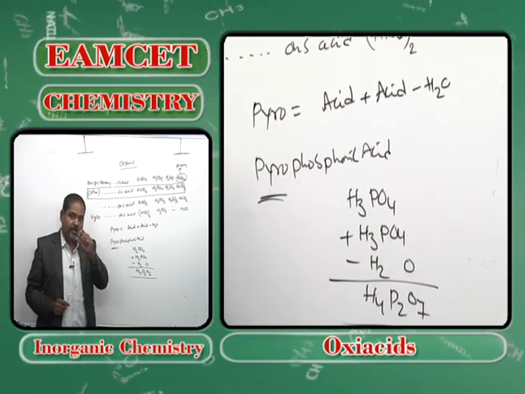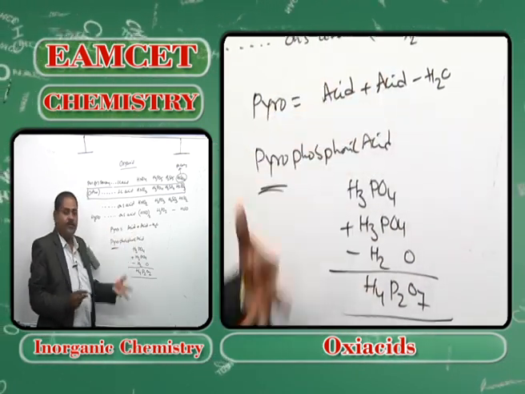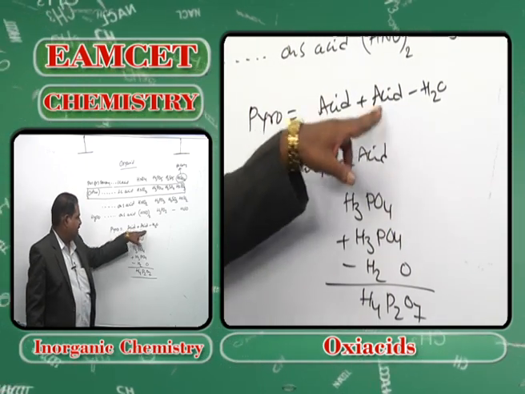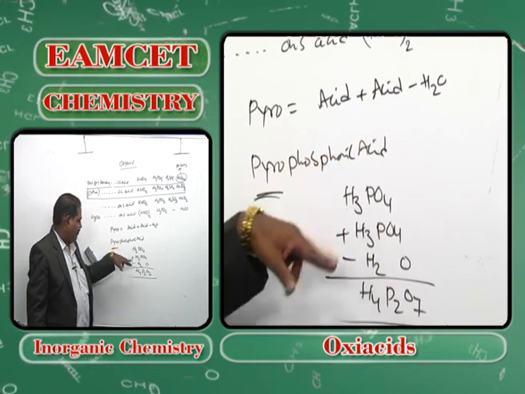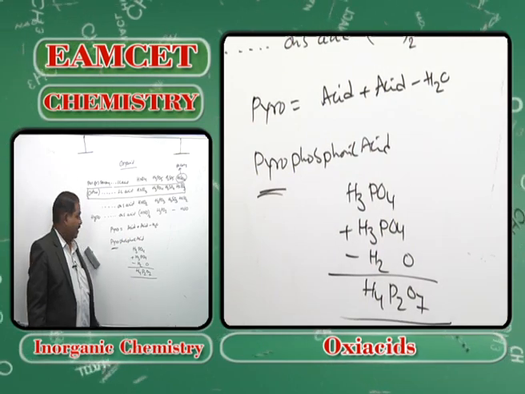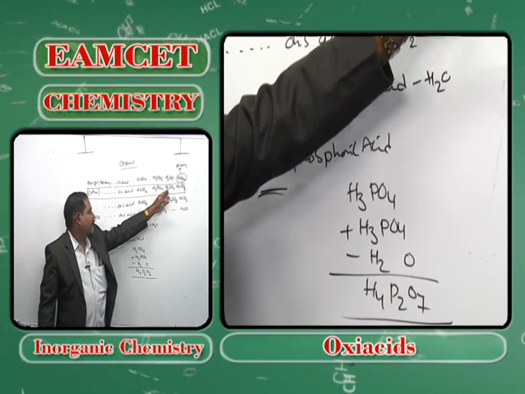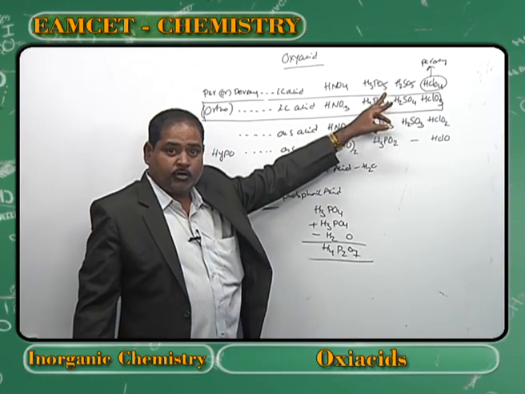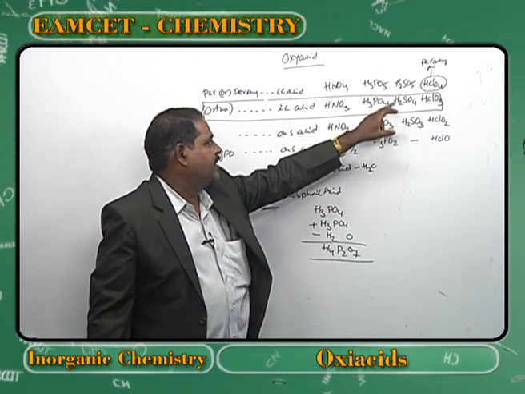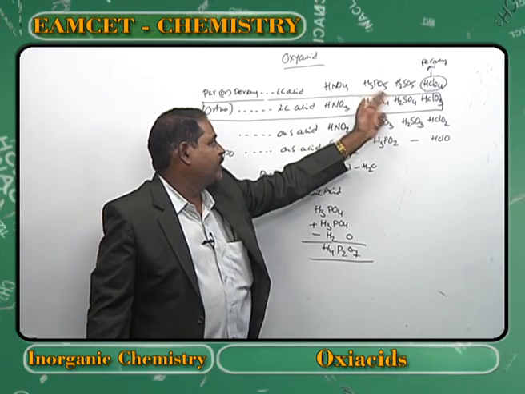Pyre means fire, and you are heating an acid and the water will be liberated. Pyrophosphoric acid, acid plus acid minus H2O. You have H3PO4 plus H3PO4 minus H2O, H4P2O7. And same is the case with pyrosulfuric acid. Put your mind on that. H2SO4 plus H2SO4 minus H2O. I am not doing all the homework for you. Homework means it is supposed to be done by you. Pyrosulfuric acid, H2SO4 plus H2SO4 minus H2O. You get at the end of the day H2S2O7.